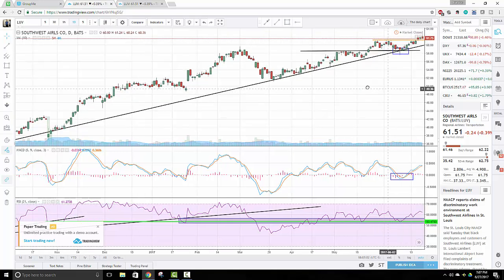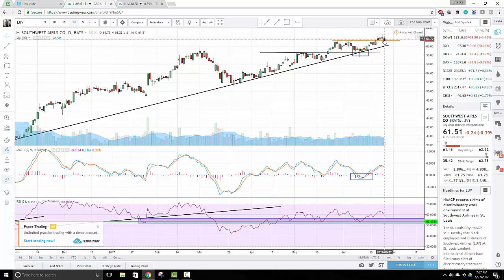Well, once it crosses this orange line, go ahead and get in. And, you know, right now it's working for you. You're not below that orange line. It's working for you. You're not making money, but it's working for you.